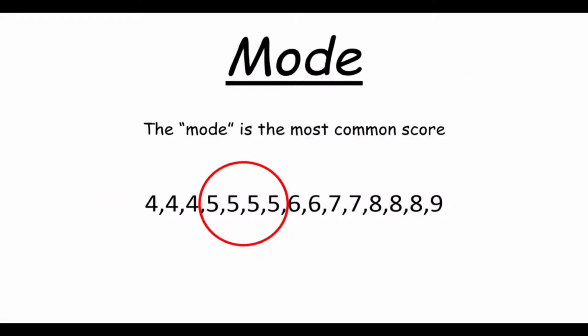The mode is the most commonly occurring score from a range of numbers. To calculate the mode, you can arrange your scores in ascending or descending order like we have here, and from there search for the most commonly occurring number.